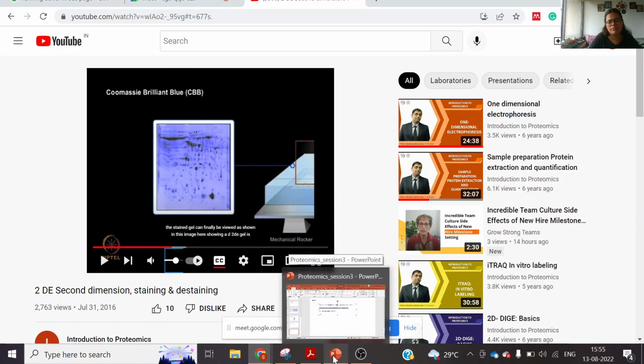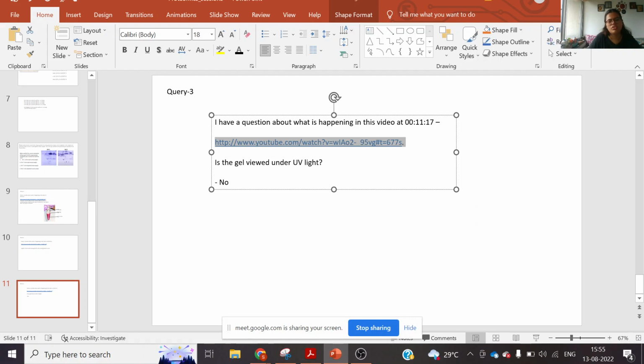as a staining dye. So the question was, is the gel viewed under UV light? It was not used under UV light, it was used under normal white light.